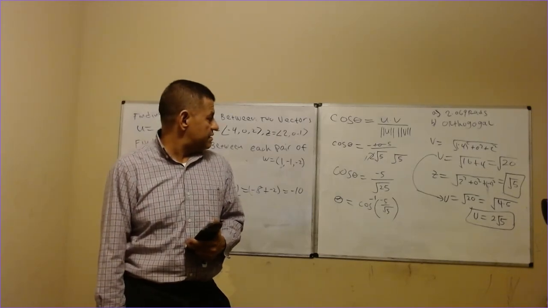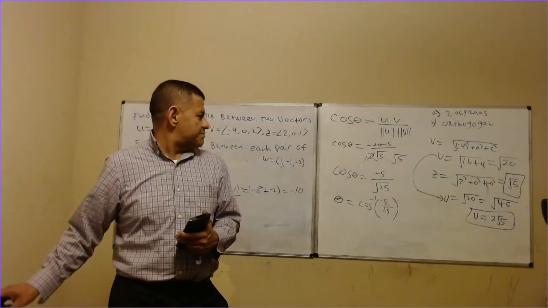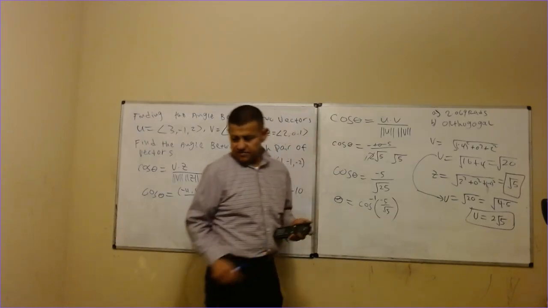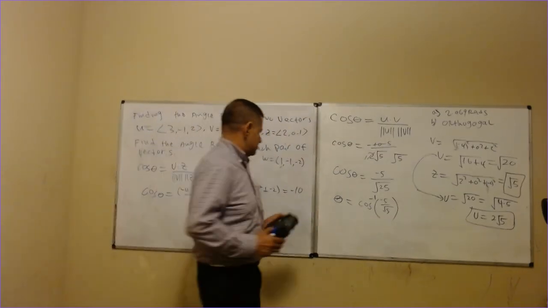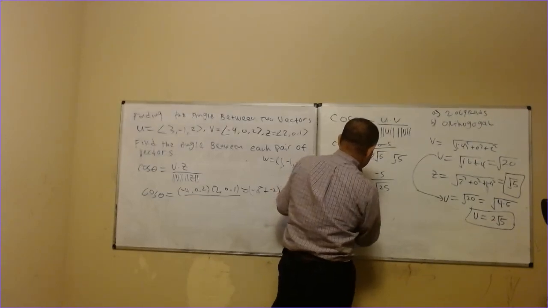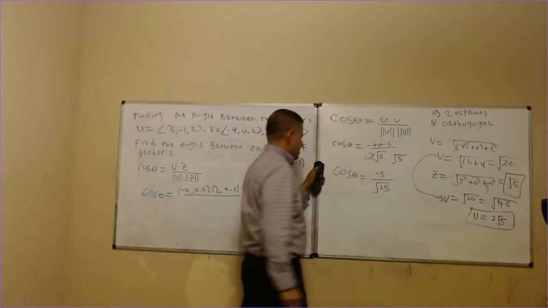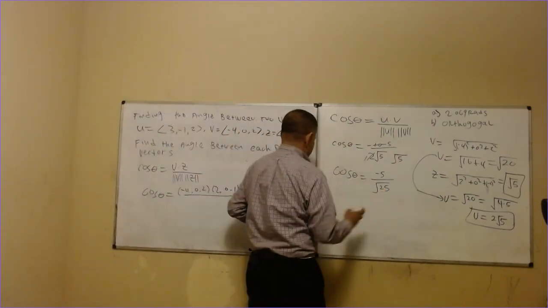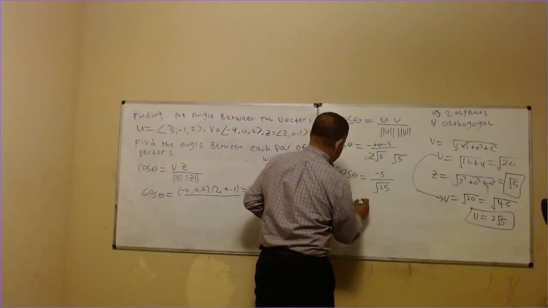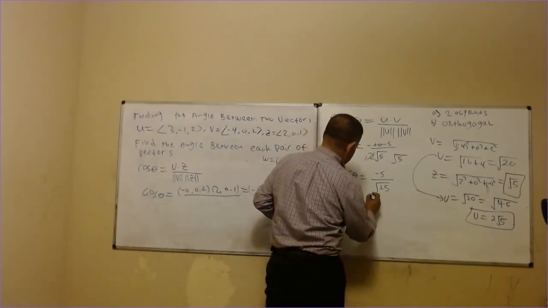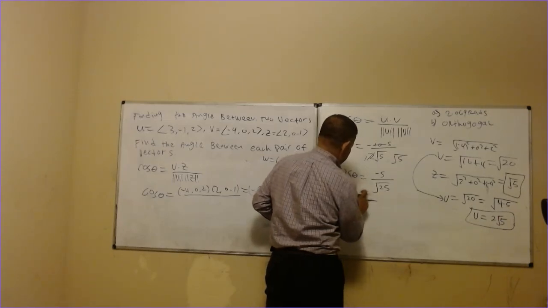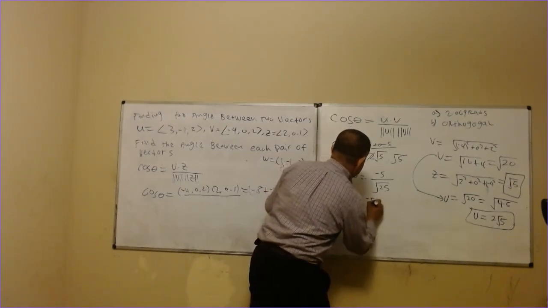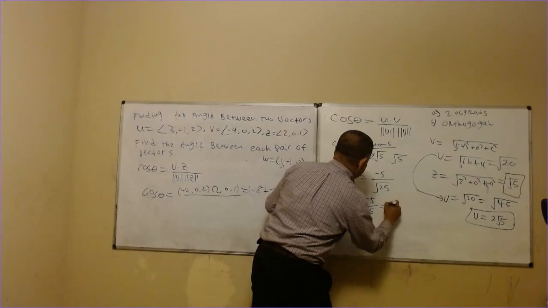Okay, what I did is valid too. Because if I take the square root of this, look at this. Let me just do this. Take the square root of the bottom. What do you get? You get cosine of theta is equal to negative 5, and take the square root of that, so 5 over 5, which is equal to negative 1.